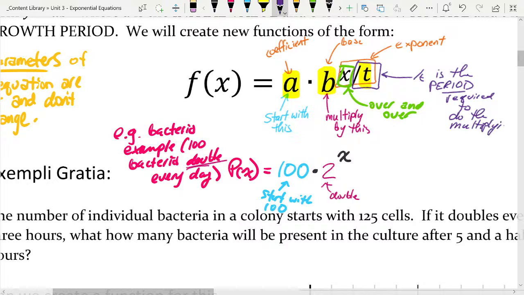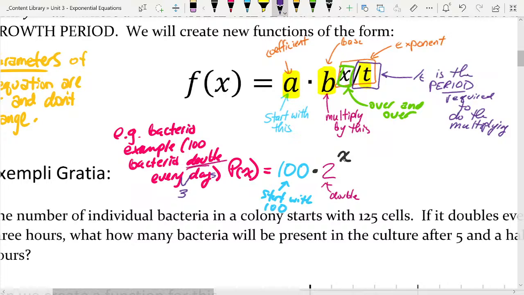So I want to modify our bacterium example. Instead of doubling every day, what if we made it double every 3 days? What if it didn't take 1 day to double? What if it took 3 days to double? Well, now, if x is how many days, do I want it to double on the first day? No, because it's supposed to take how many days to double? 3. Does that make sense?